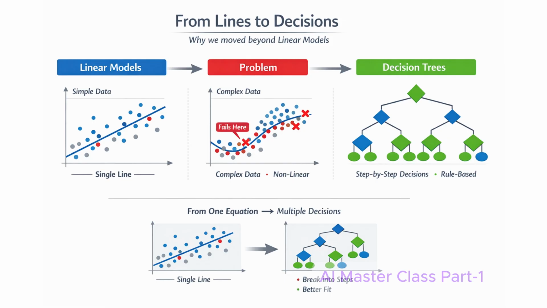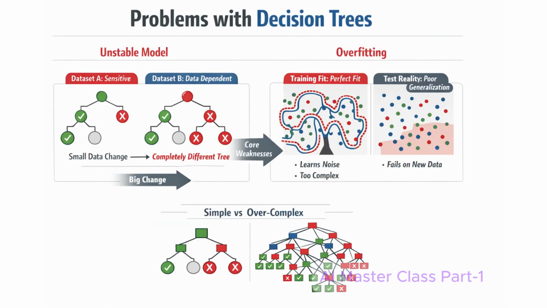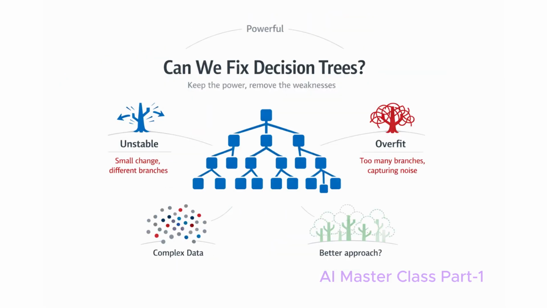But decision trees introduced a new problem. The problem is that decision trees are very sensitive and unstable. So if you slightly change the data, the entire tree structure can change because the splits depend heavily on the data set. Also, decision trees have a strong tendency to overfit. That means they try to perfectly learn the training data that also includes noise, which can lead to poor performance on new data. So now the question becomes, how do we keep the power of decision trees but reduce the weaknesses like overfitting and instability? So this is where random forest comes in.